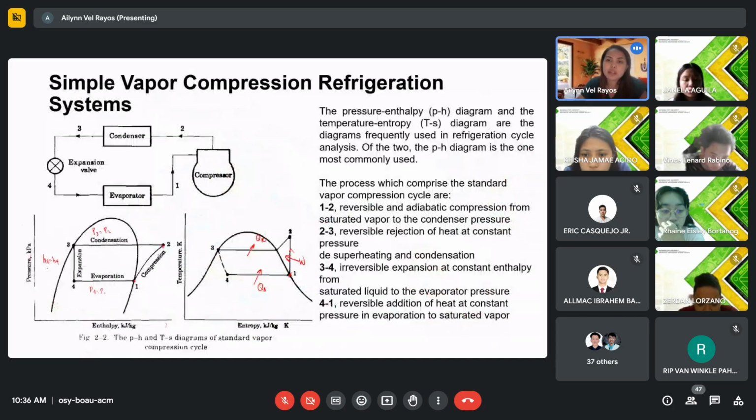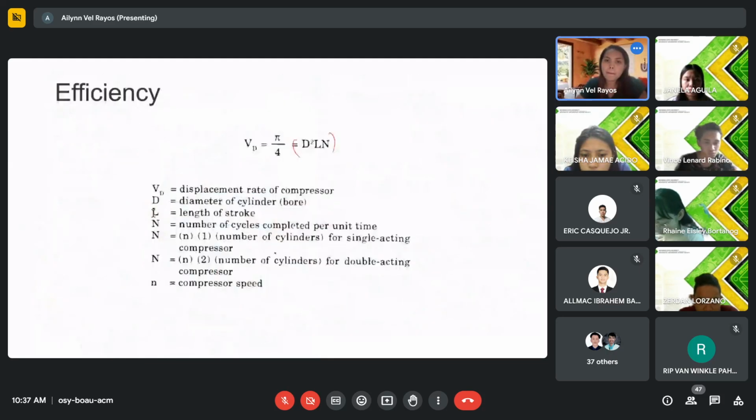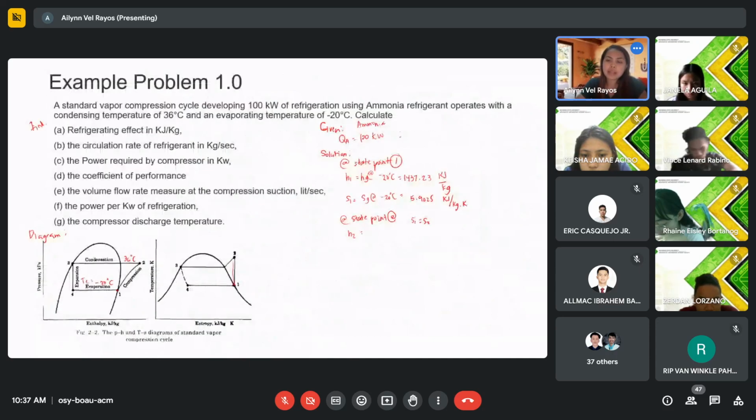Ang dami pa lang babalikan. So, 1 to 2, we have adiabatic compression where entropy is equal. So therefore, S1 is equal to S2. So we can say that S2 is equal to 5.9025 kilojoule per kilogram Kelvin.